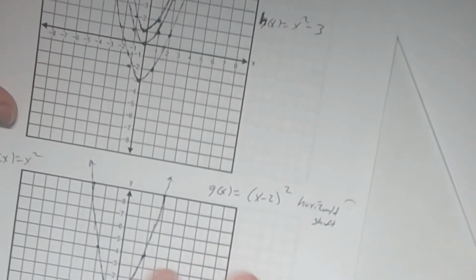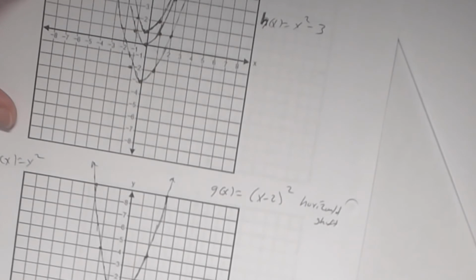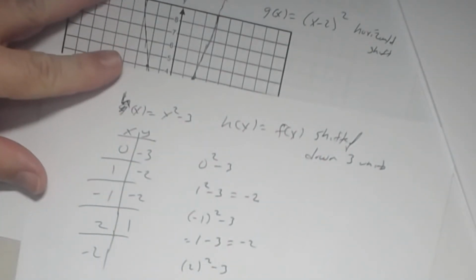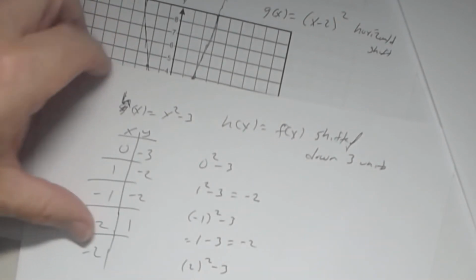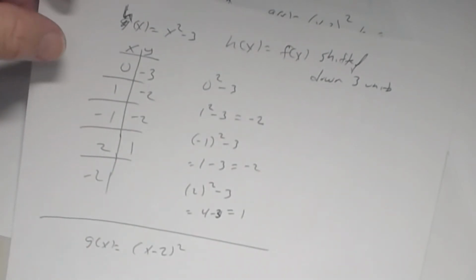All right, horizontal shift. Okay, so listen carefully. We're going to do this one by hand, and you're going to see how it's shifted. It is very easy to think wrongly here. So let's do this one. I want to graph g of x equals x minus 2 squared. I'm going to do this one by a t-table, just to get the graph to show you how it's shifted.